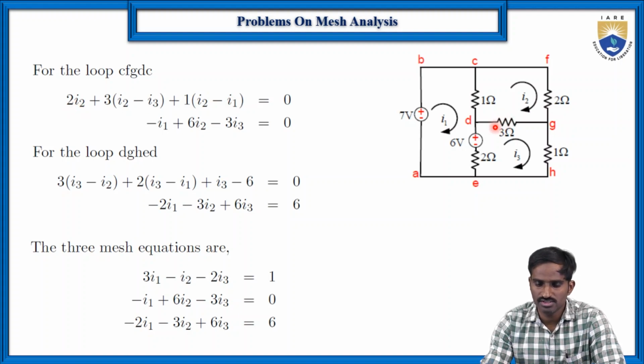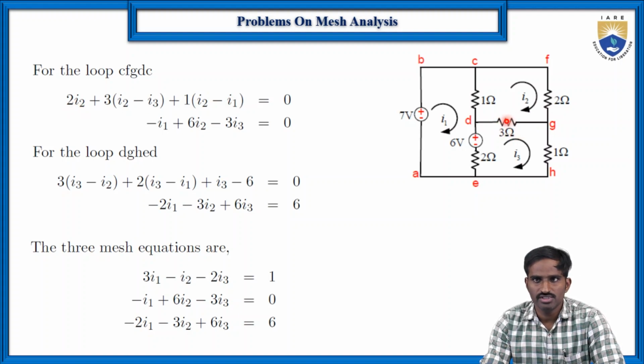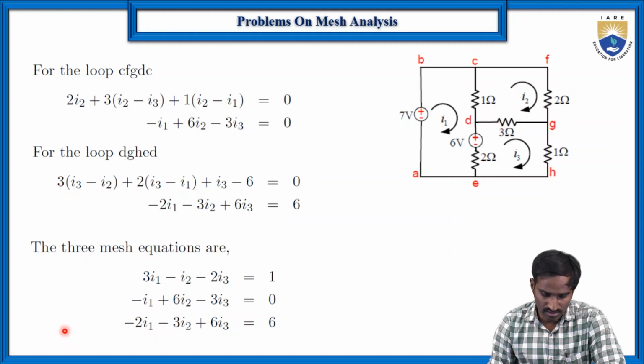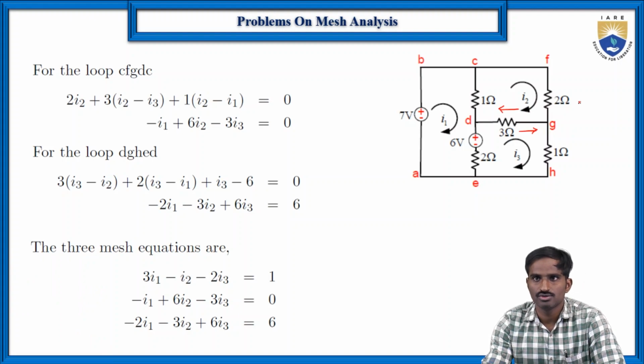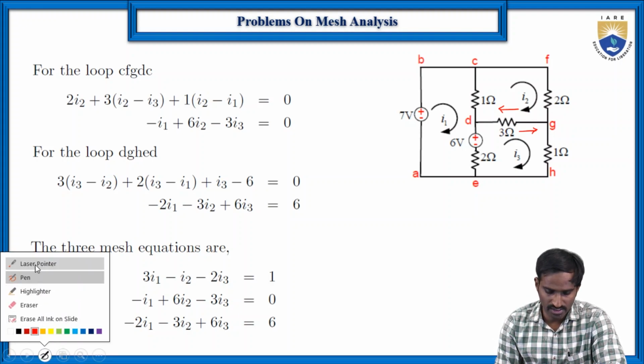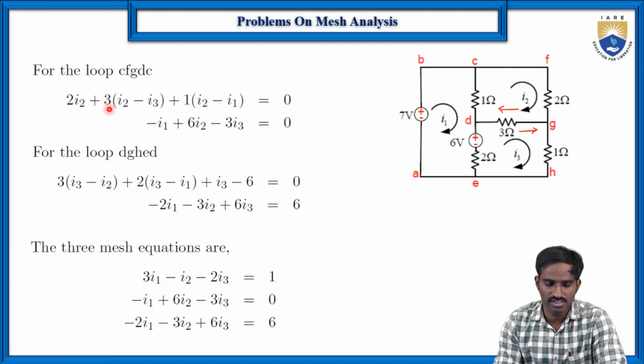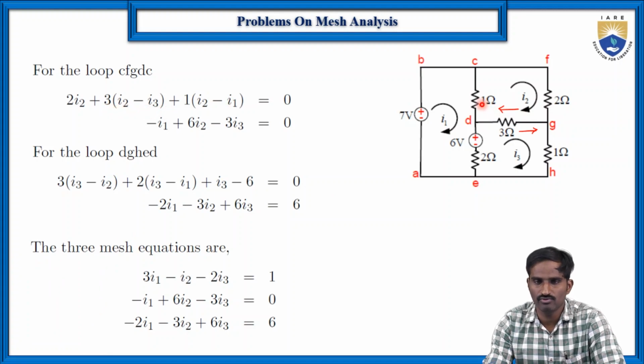Then coming to this 3 ohms resistor, what is the current flowing through it? Here you can see that I2 is in this direction and I3 is in this direction. So the resultant current flowing through the 3 ohms resistor is I2 minus I3. So the voltage across the 3 ohms resistor is 3 into I2 minus I3, plus again the 1 ohm resistor.